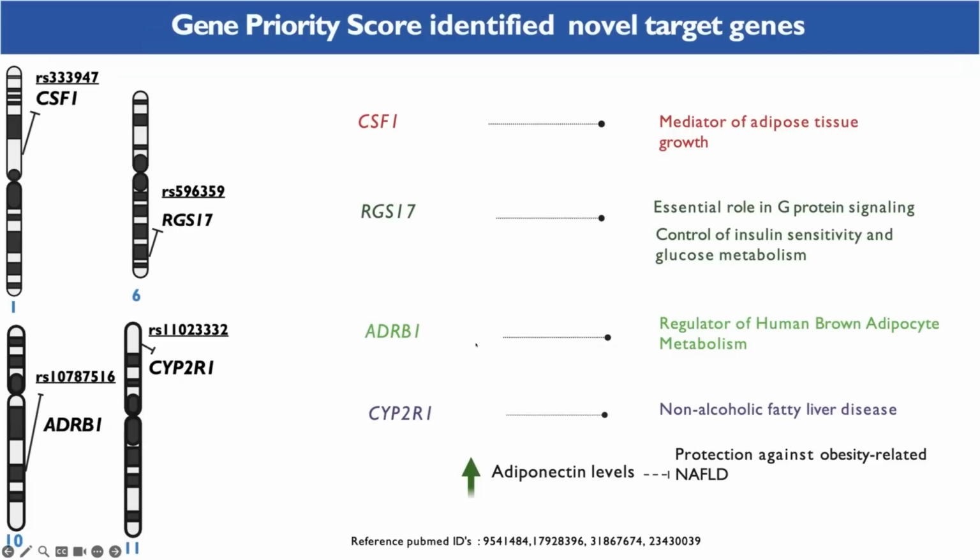ADRB1 is a regulator of human brown adipocyte metabolism. So again, there are these connections to adiponectin. And once you start digging in the literature, it makes sense, but at least we didn't start looking at every gene at every locus. It sort of helped us narrow it down.